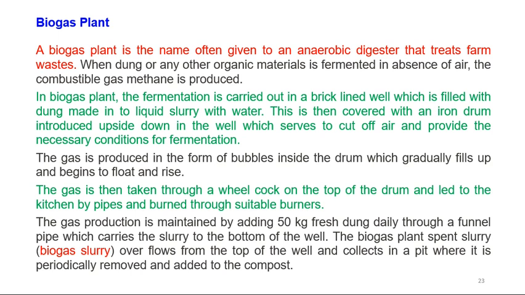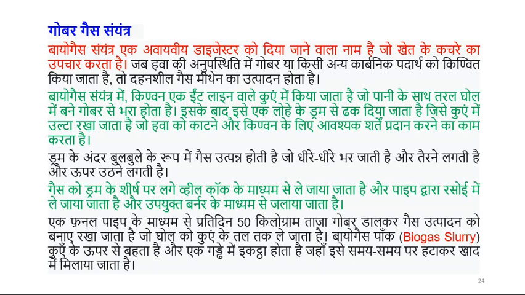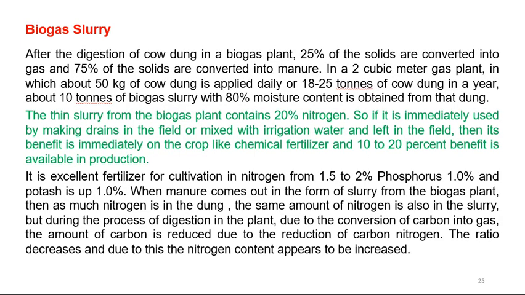So, in this way, the gas production is maintained by adding 50 kg of fresh dung daily through a funnel pipe, which carries the slurry to the bottom of the well. The spent slurry, which is called biogas slurry, overflows from the top of the well and collects in a pit where it is periodically removed and added to the compost. So, in this way, we will get biogas slurry.